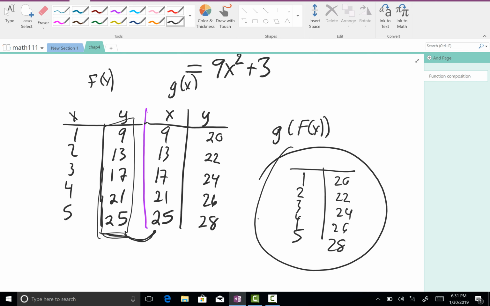So that's what's happening with function composition. You start out with this, which gives us these outputs, and then these outputs become the inputs into this function here, which gives us a new set of outputs, and then these two things together make up the function composition. That's how it works.